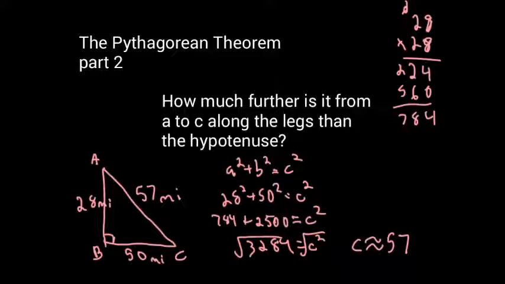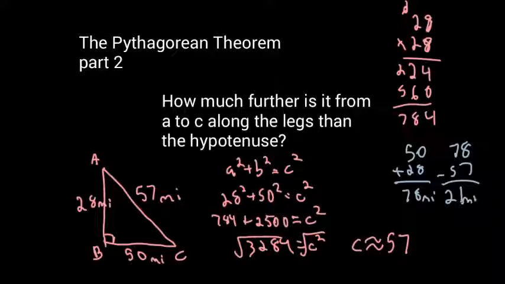But that doesn't answer the question, because the question was, how much further is it to go along the legs than it is to go on the hypotenuse? So to go along the legs, I would have to add the 50 plus the 28 to get 78 miles. Well, it's only 57 to go along the hypotenuse, so if I want to know how much further it is, I need to subtract 78 minus 57 to get 21. So it is 21 miles further to go along the legs than it is to go along the hypotenuse.